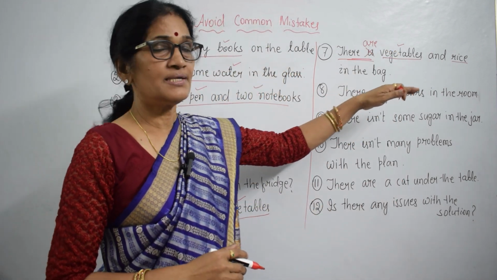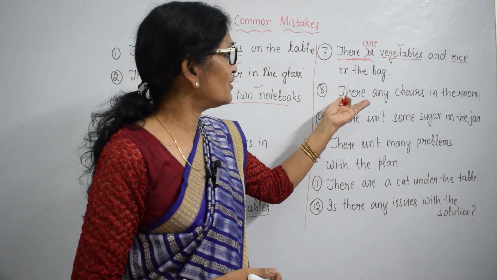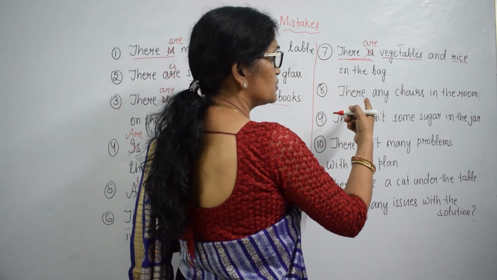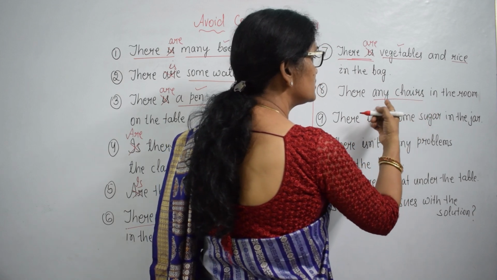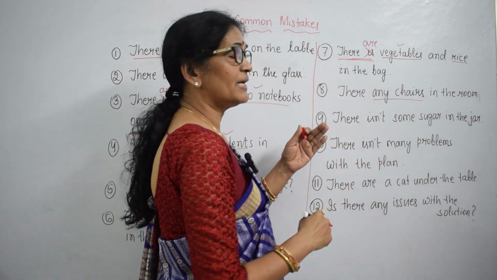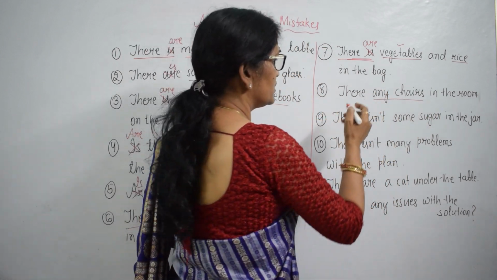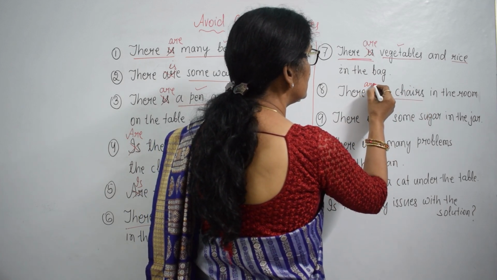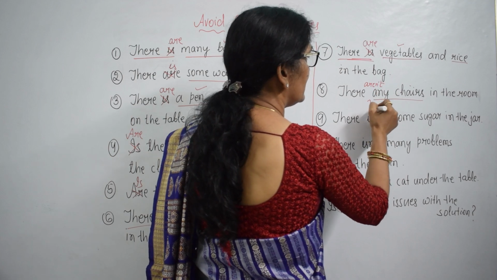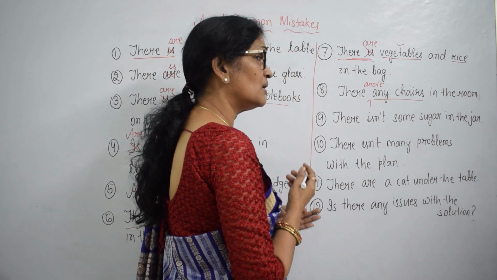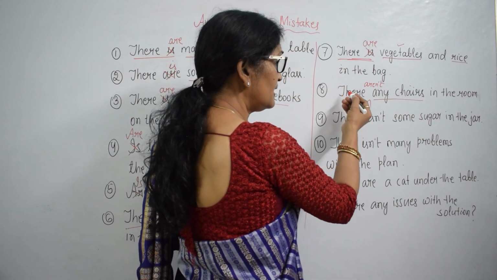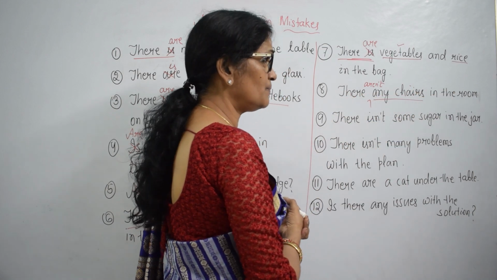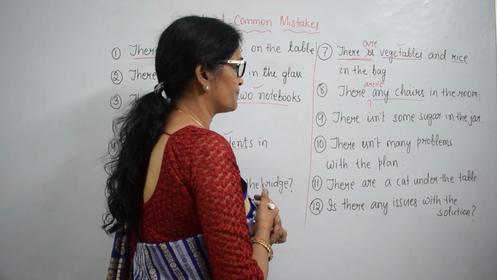"There are any chairs in the room?" There is not is or are. So, we have to add is or are. So, as it is any chairs, this is a negative sentence or can be an interrogative sentence. So, there are chairs, plural, as per the plural subject. There aren't any chairs in the room. Otherwise, are there any chairs in the room? This is how also we can do.